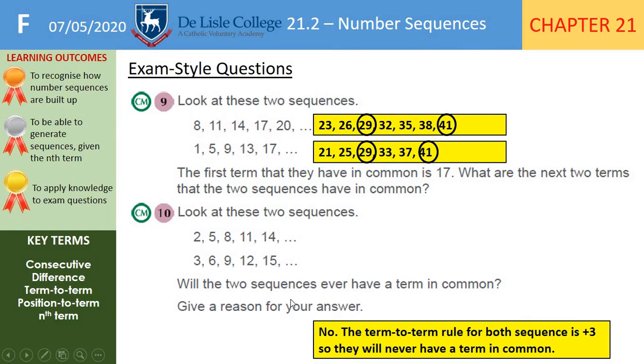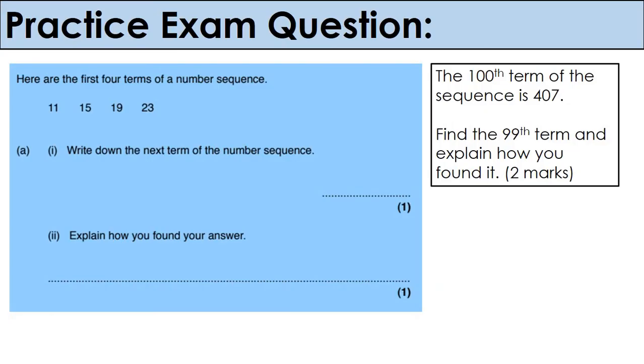But you might have reworded it slightly. But again, similarly, you could have had a question that started at 4 and 5, and then you add 4 and you add 5. Will they ever meet? Well, no. Right, lovely. Practice exam question.